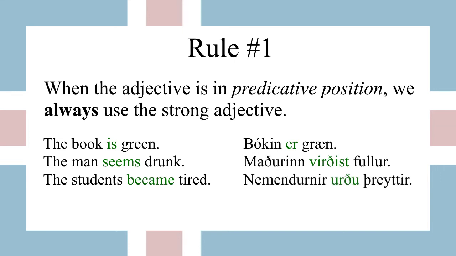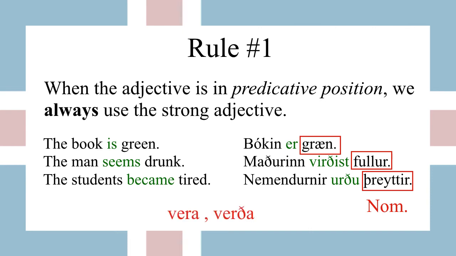And nemendurnir urðu þreyttir, which means the students became tired. Now, the thing that you'll notice about all of these adjectives is, first of all, they're all in the strong form. Second, you might notice that they are also all in the nominative form. This can be expected a lot of times when we have an adjective in predicative position, because it's usually connected to the noun that it's describing with vera or verða, which are verbs that have nominative on both sides. So a lot of the time when we have an adjective in predicative position, it's going to be nominative, and it will always be strong.